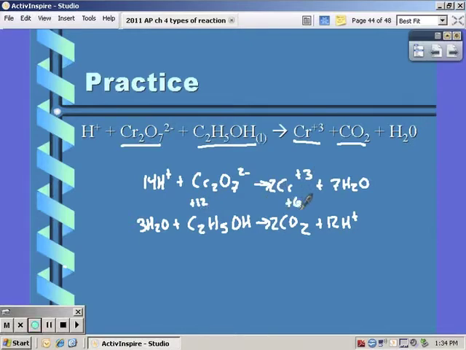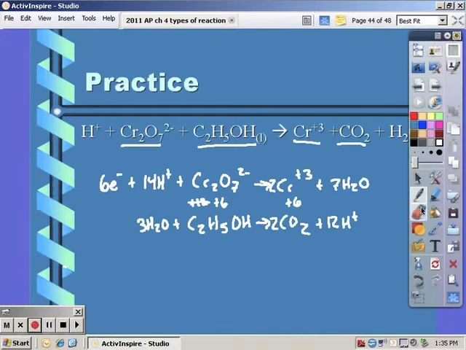Next, you balance your charges. I have a plus 12 on the reactants and a plus 6 on the products. My electrons are going to make the charge go down. They just need to equal each other. They don't have to equal 0. So I need to add it to my reactants, and I need to add 6, because negative 6 and a positive 12 gives me a positive 6. So my charges are going to equal each other.